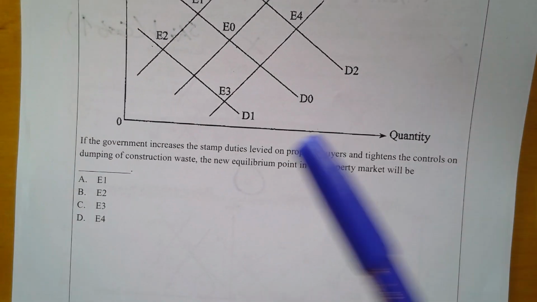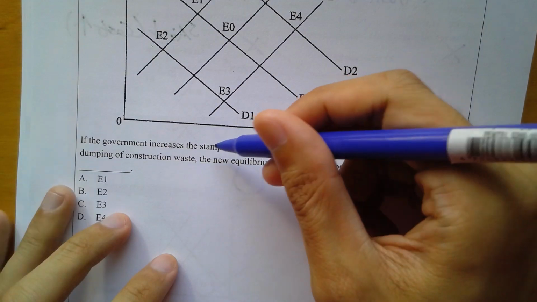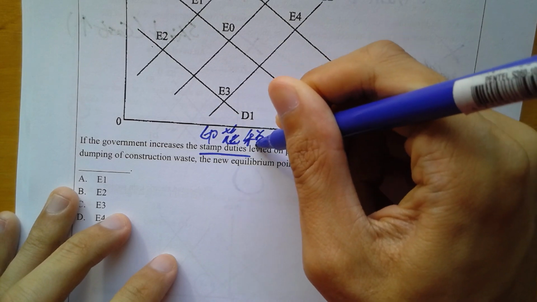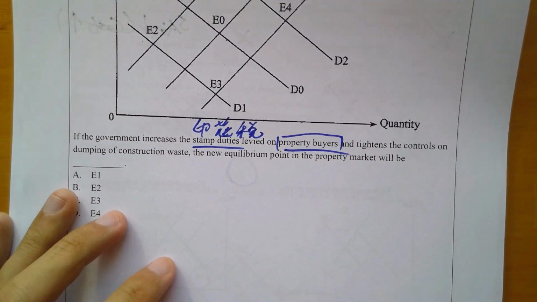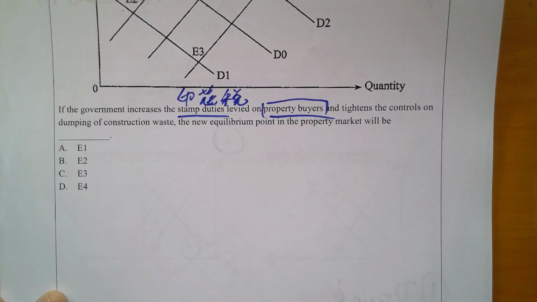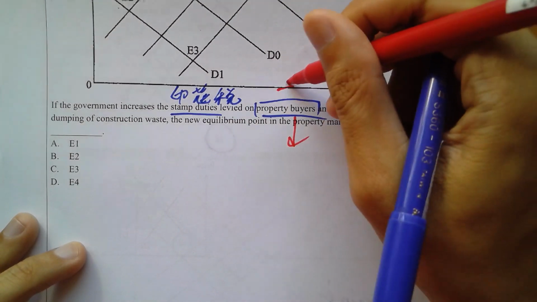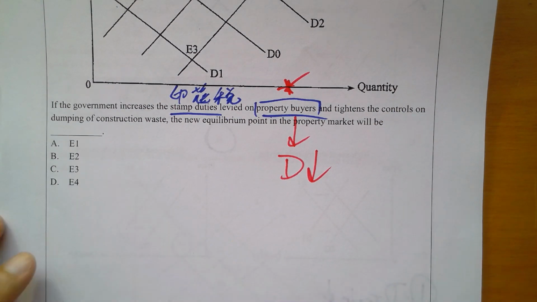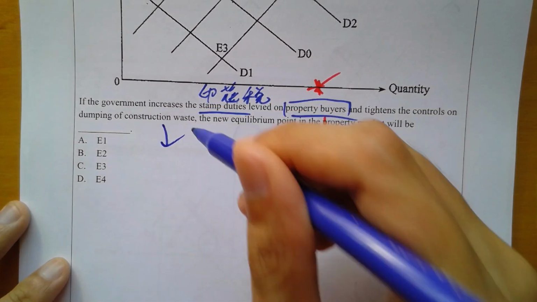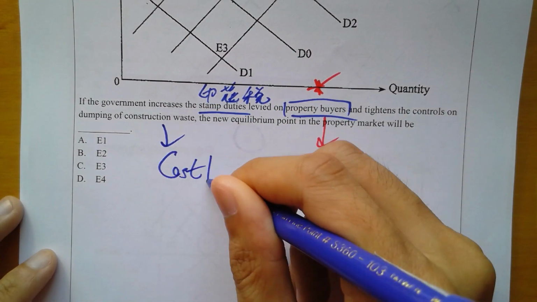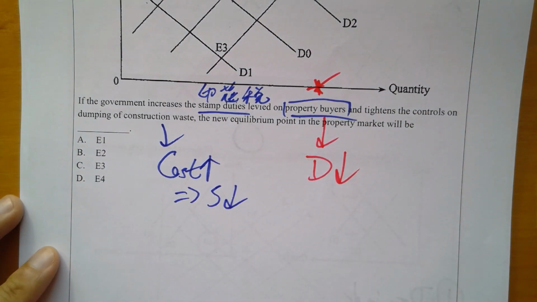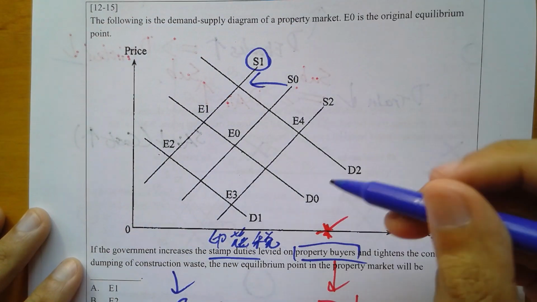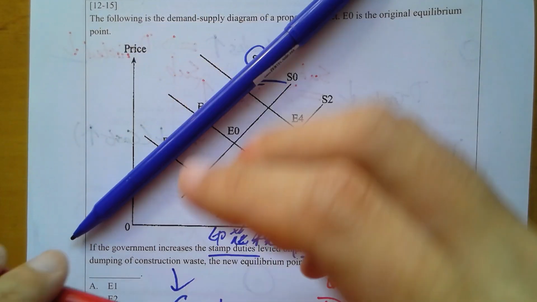Now, if the government increase stamp duty, now this stamp duty is a tax. Stamp duty on buy, please look carefully, the buyer has to pay. So this time actually demand would decrease. And the government tightens the control of dumping of waste. That means your so-called production cost would increase. Therefore supply would also decrease. We need both supply and demand to decrease. Let's see. We need S1 and we need D1. S1 and D1.